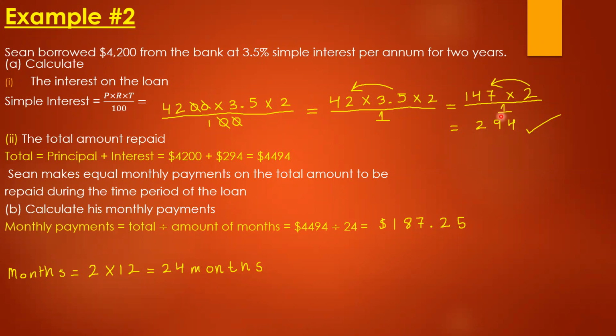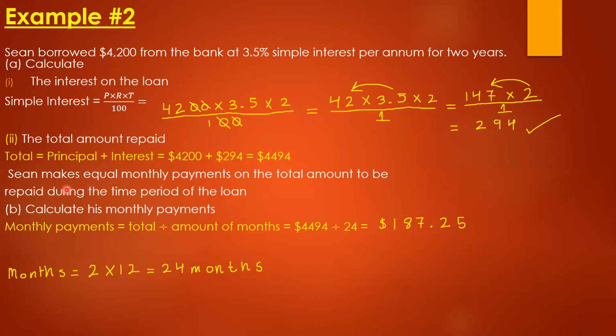That's correct. Question II is asking us to find the total amount that was repaid. To get the total, you do the principal plus the interest, which would be 4,200 plus 294, which would give you 4,494.